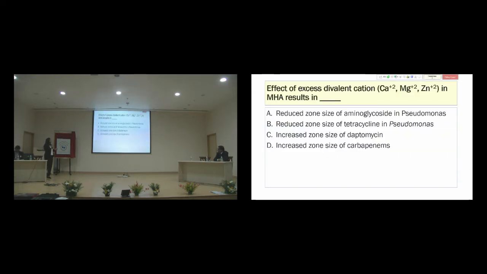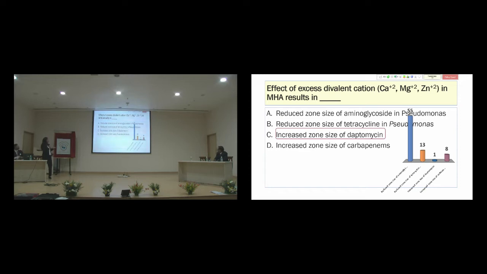So first we'll start with the question. Please answer this. This is regarding the importance of cation-adjusted Mueller-Hinton agar, which is used routinely for the diffusion technique. So, the effect of excess divalent cation in MHA results in which of the following? Okay, so 70 of you have responded.